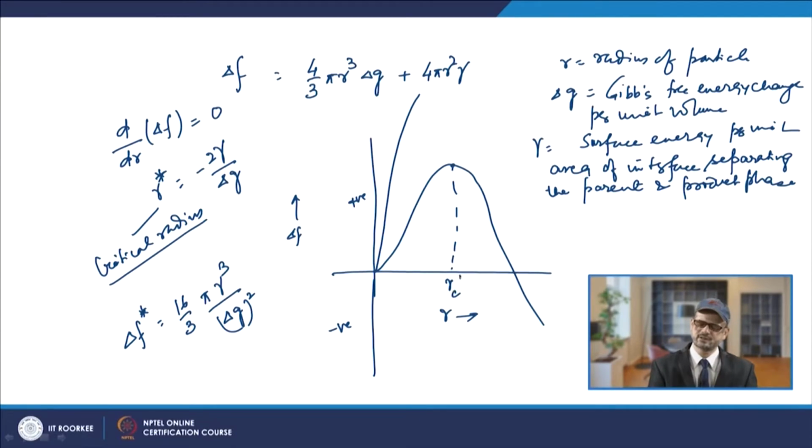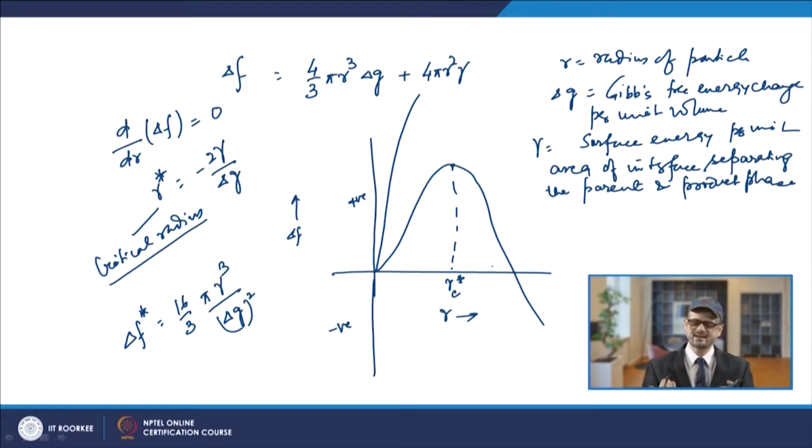Now, if the radius, so this will be your critical radius and that will be known as r c star. Now, if the radius of the particle is below this line, towards the left, in that case it is known as an embryo, and if it is after that, it is said to be nucleated. So, then that is basically the nuclei.